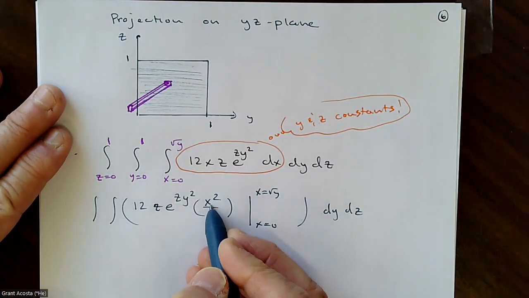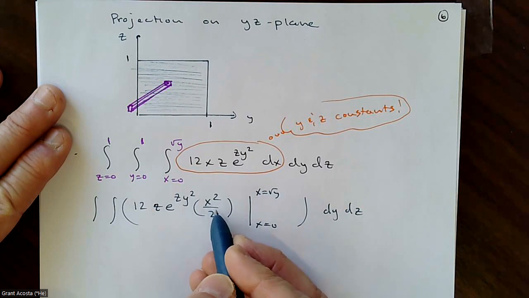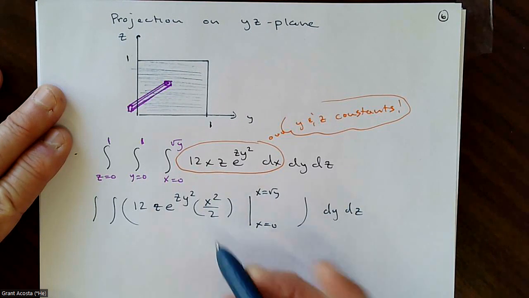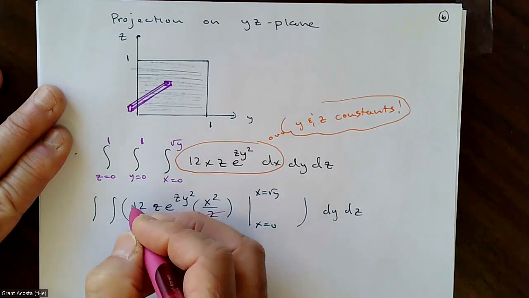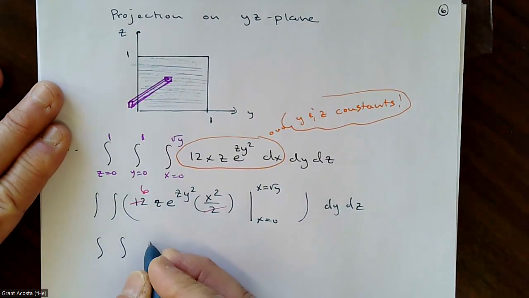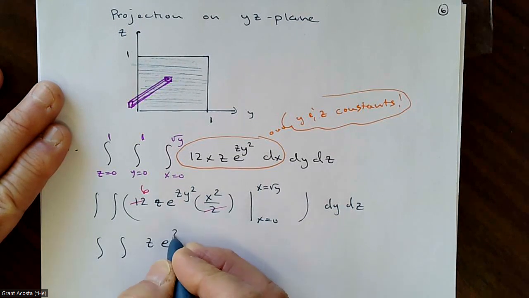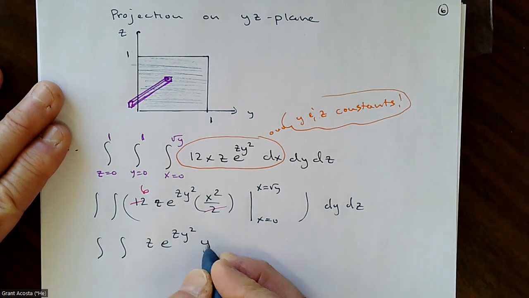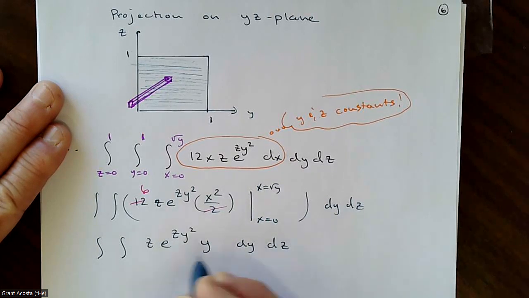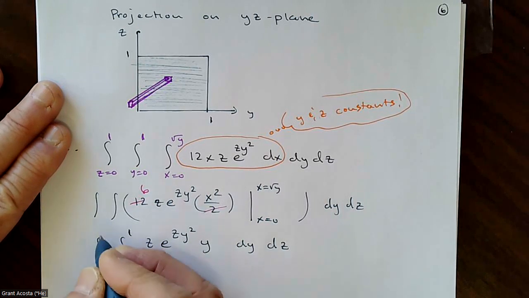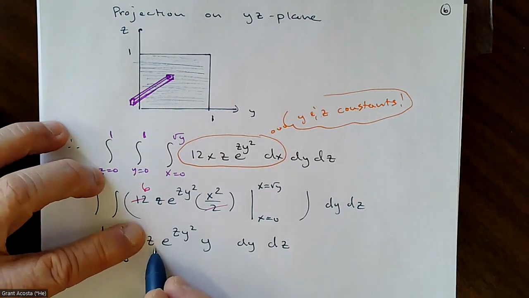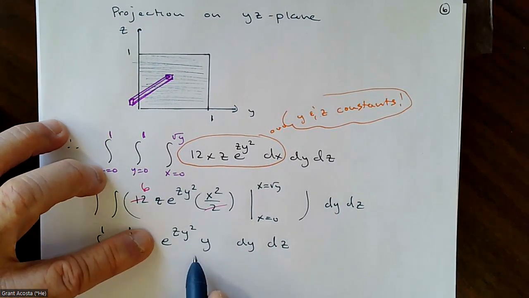If I put in the root y and square it, that's just going to be y. If I put in the 0, it's going to be nothing. So when I put in the y, it's going to be y over 2. So I could cancel that 2 with that 12, make that 6. And I'm now going to have z e to the zy squared times y. And now I want to integrate this with respect to y. Again, my limits were 0 and 1 for both y and z. z is constant, so I'm not worried about that z. In fact, I could pull it out if I want.